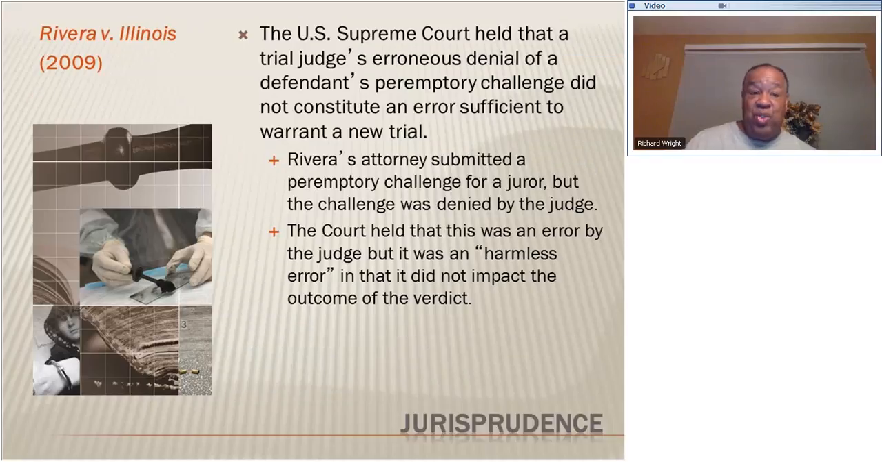In Rivera versus Illinois, a 2009 case, the Supreme Court held that the trial judge's erroneous denial of the defendant's peremptory challenge did not constitute reversible error. They call that harmless error. Rivera's attorney submitted a peremptory challenge, but the judge denied it. The court held that this was an error by the judge, but they call it harmless error. It is a phrase that you will hear constantly if you ever read appellate court decisions, that there are errors.